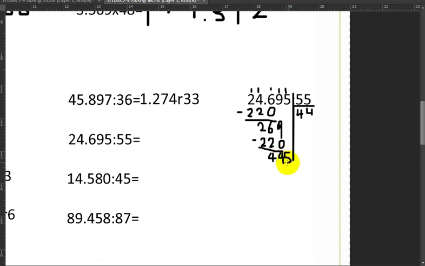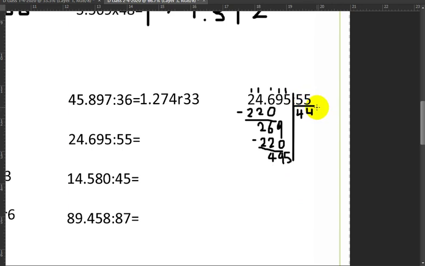Pull down the 5. And I say, how many times does 6 fit into 49? That would be 8 times. And now I have to do 8 times 55, which would give me 440. And if I do this subtraction, I'm going to get 55, which is exactly equal to our divisor. So we made a mistake. And we need to go back and try one more time.